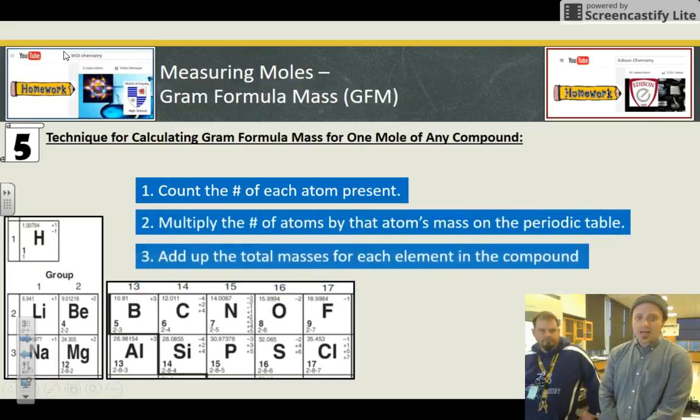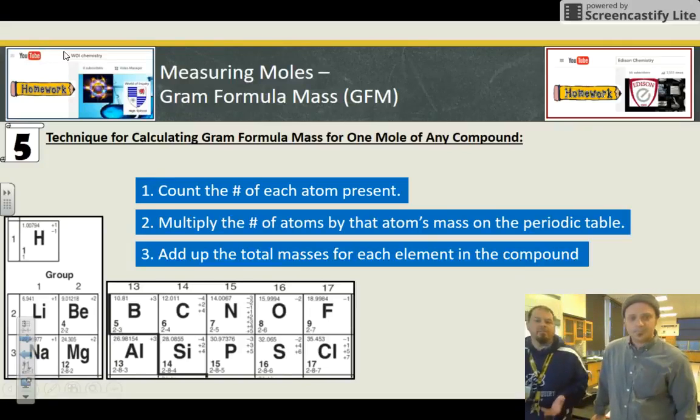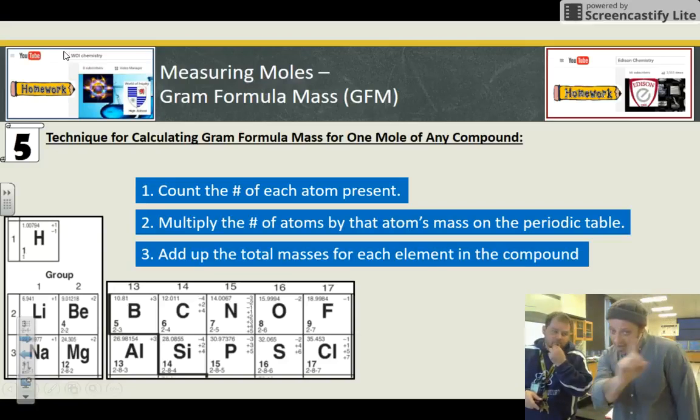The first thing, you've got to count the number of each atom present. Then we're going to multiply that by the mass of that particular atom that we know how to look up on the periodic table. And then we're going to add those total masses up to find out what this whole compound's mass would be if you had 1 mole of it.